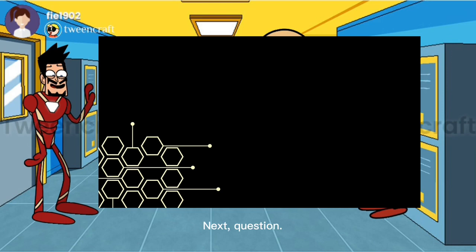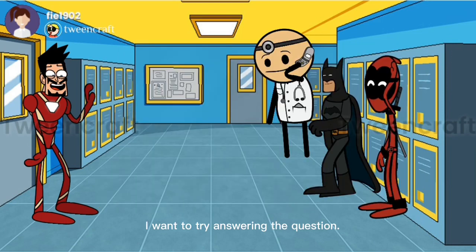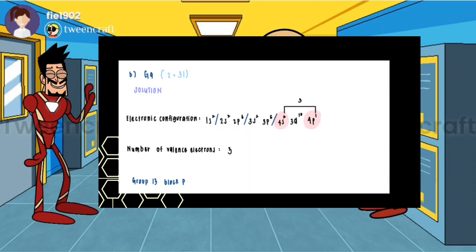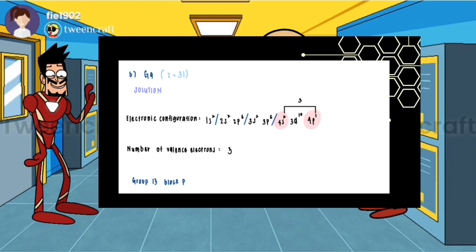Next question. I want to try answering the question. Sure, Bat. B, gallium, proton number equals 31. So the electronic configuration is 1s2, 2s2, 2p6, 3s2, 3p6, 4s2, 3d10, 4p1. Since the highest principal quantum number is 4, the valence electrons are determined based on the highest subshell. So gallium is group 13 in p block.